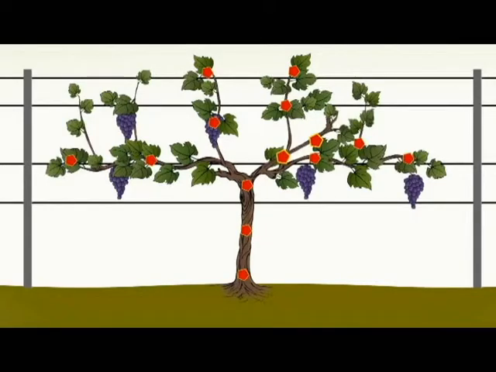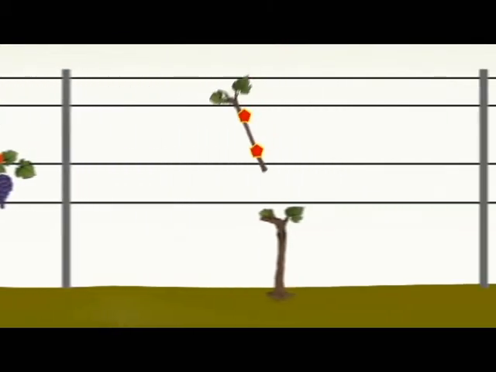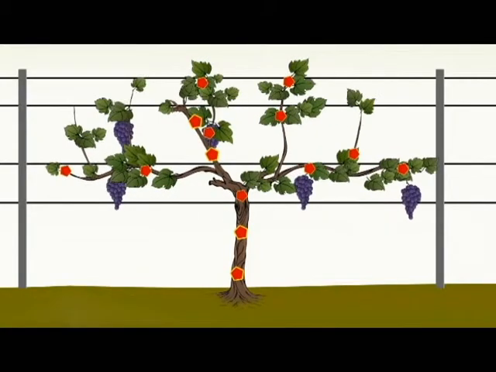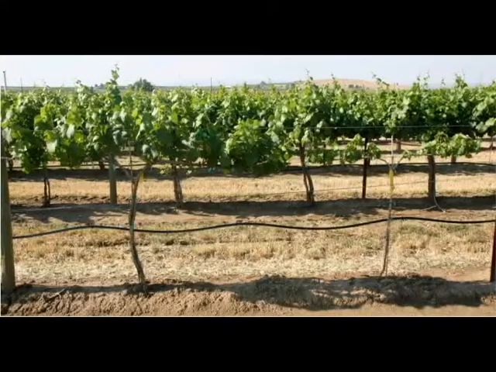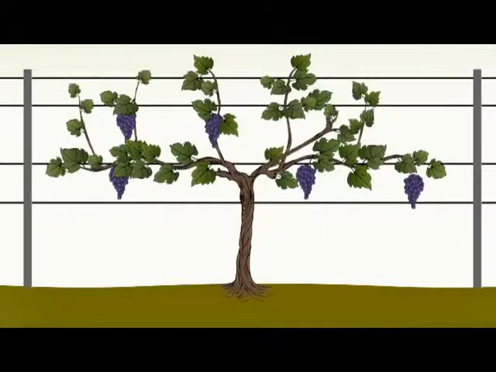A virus from an infected scion, symbolized here by red dots, will multiply and spread throughout the graft union into rootstock, as well as into the new growth of the scion. This leads to viruses spread throughout the entire vine, resulting in less vigorous growth of vines and producing less fruit and poor quality grapes.